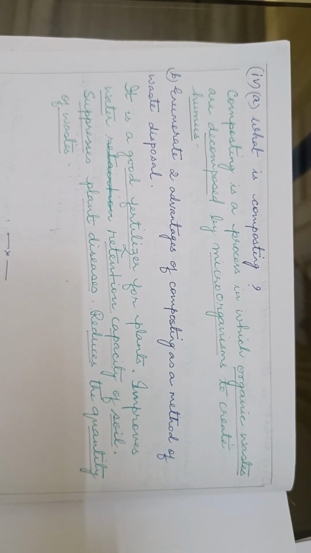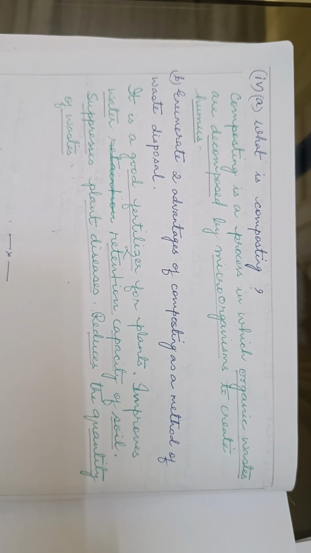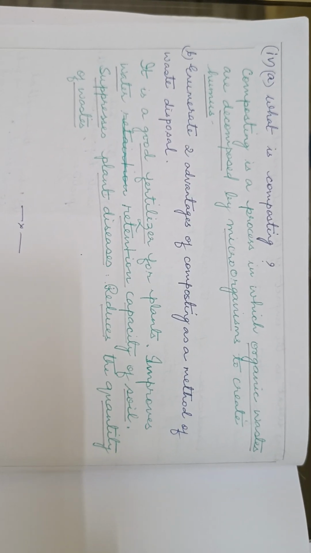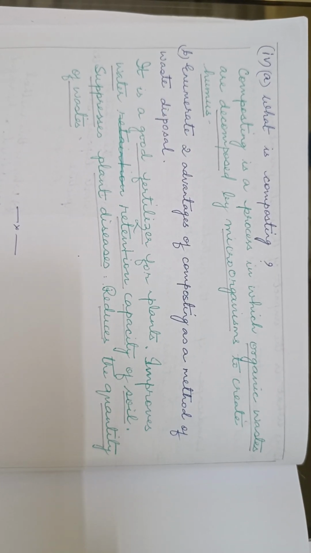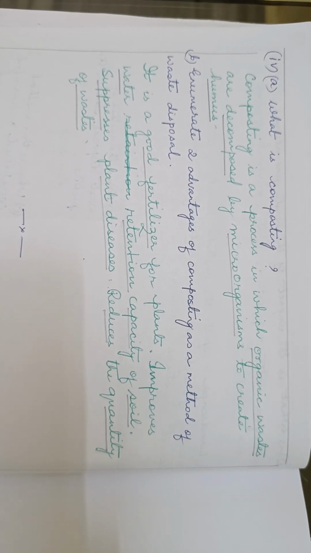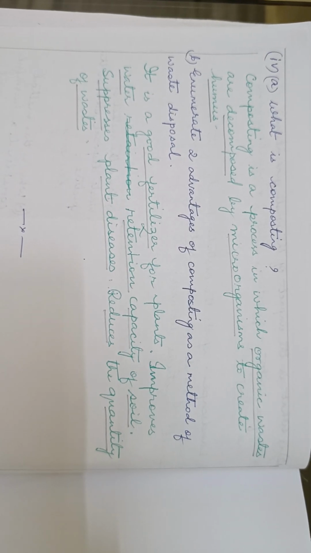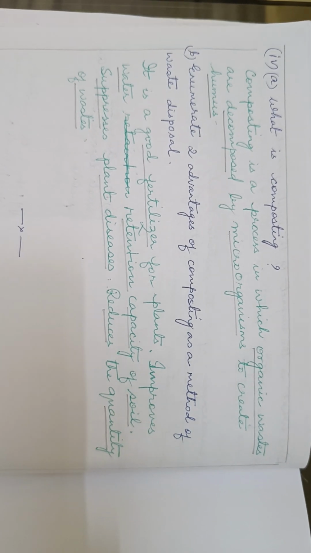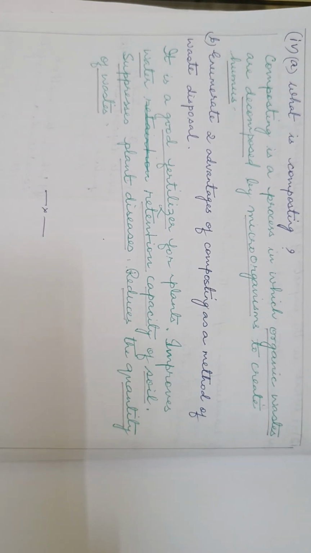Next question, children. What is composting? Composting is a process in which organic wastes are decomposed by microorganisms to create humus. And next is, we have to give 2 advantages of composting. One, it is a good fertilizer for plants. Next, improves water retention capacity of soil. Next, suppresses plant disease. And next, reduces the quantity of waste.